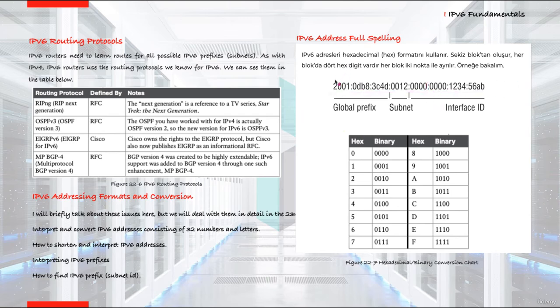In IP version 4 we used only numbers, but in IP version 6 hexadecimal values are used, that is, both letters and numbers are used. In the table here you can see the hex and binary values. In IP version 6 we use numbers from 0 to 9 and letters from A to F. Each value consists of a total of 4 bits.